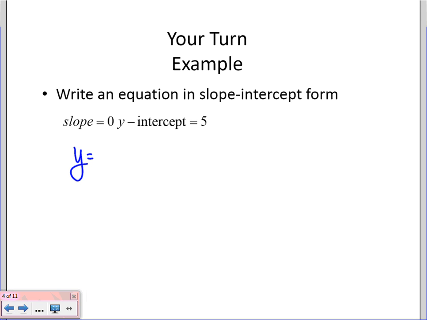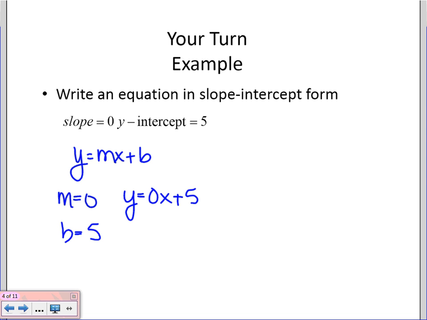So we have our equation, y equals mx plus b, m equals 0, b equals 5. And we plug in here, we get y equals 0x plus 5. Oh, well, 0x is, remember, 0. 0 times anything is 0. So those actually cancel, and we are y equals 5. And that is a linear equation, remember?